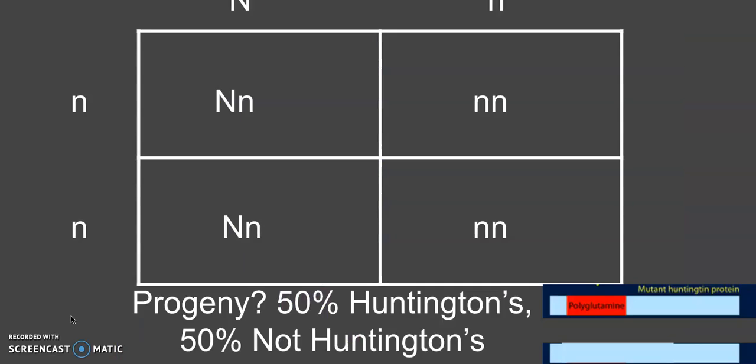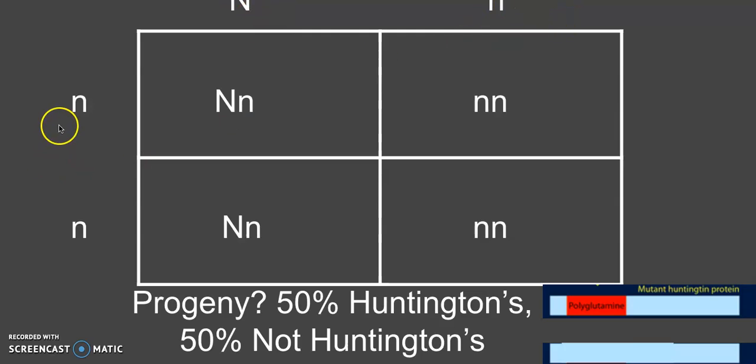So in this example, we've got parent one who's homozygous recessive, so does not have either Huntington's allele. And up here we have a parent with one Huntington's allele and one non-Huntington's allele.